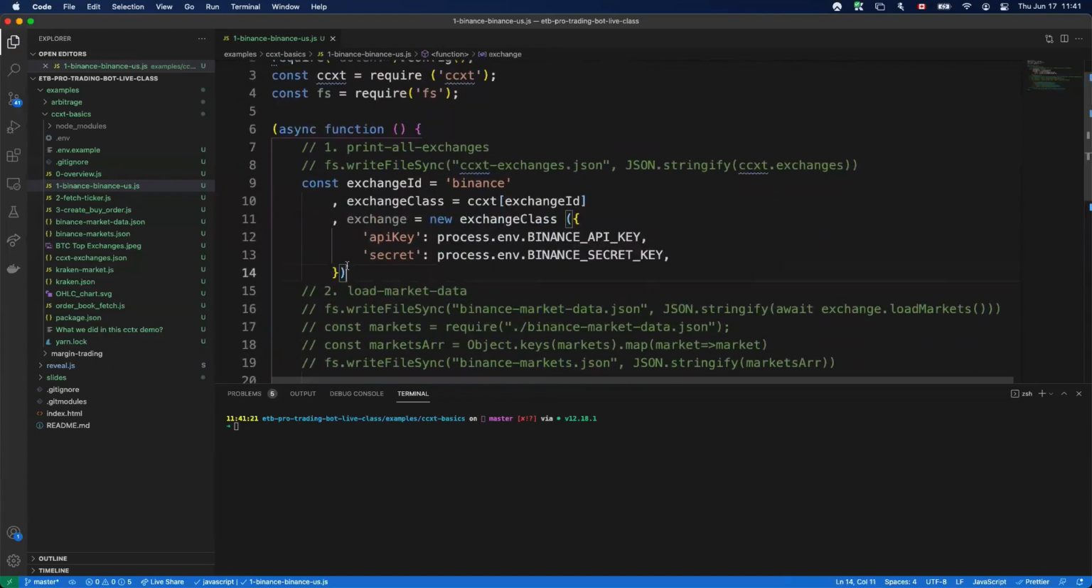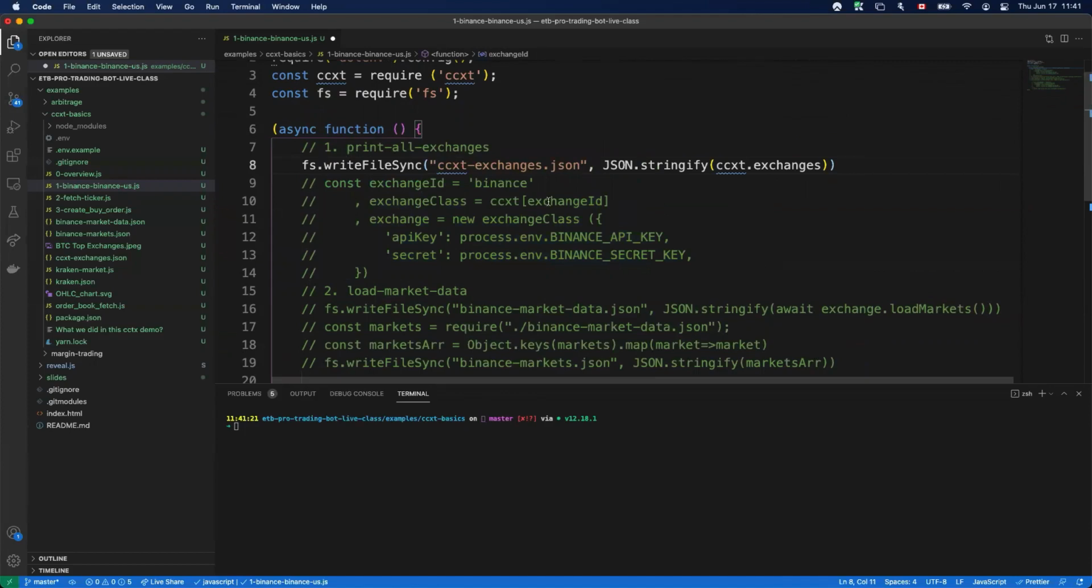Okay, so let's focus on the code, which is not commented. What we're doing here is fetching all the exchanges which are supported by CCXT. That's the first step that we always have to look into: what are the exchanges that are actually being supported? In order to find that, just run the script.